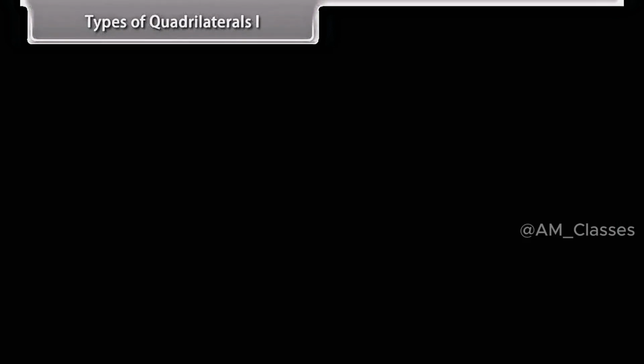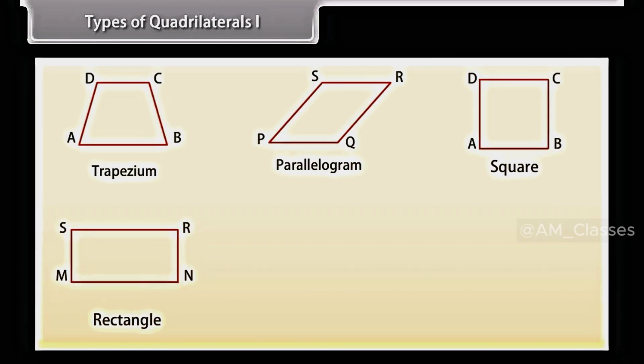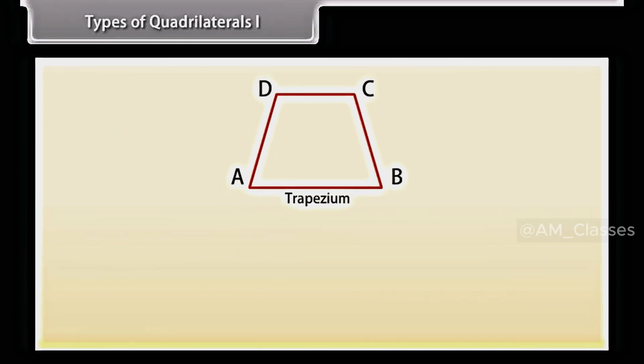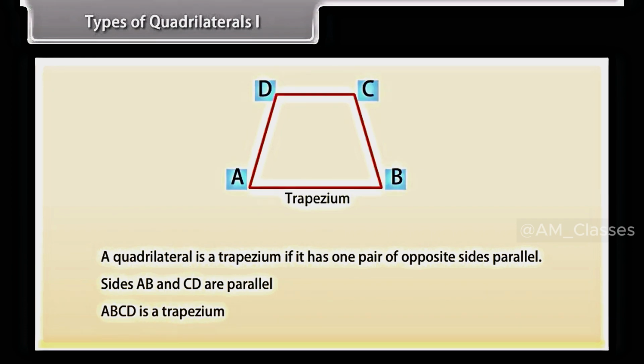Types of quadrilaterals. There are different types of quadrilaterals like trapezium, parallelogram, square, rectangle, rhombus, and kite. Look at these figures. We will go through them one by one. First one is trapezium. A quadrilateral is a trapezium if it has one pair of opposite sides parallel. Here opposite sides AB and CD are parallel, so ABCD is a trapezium.